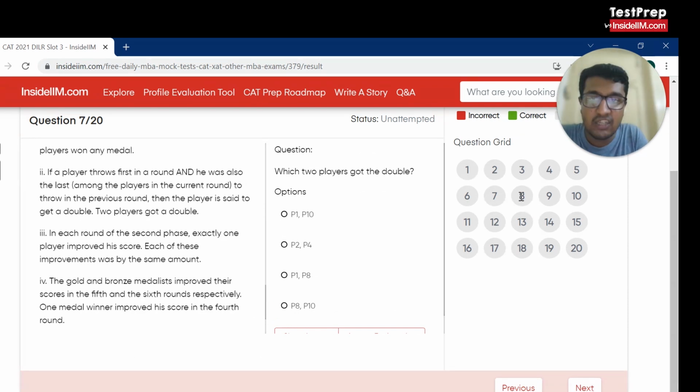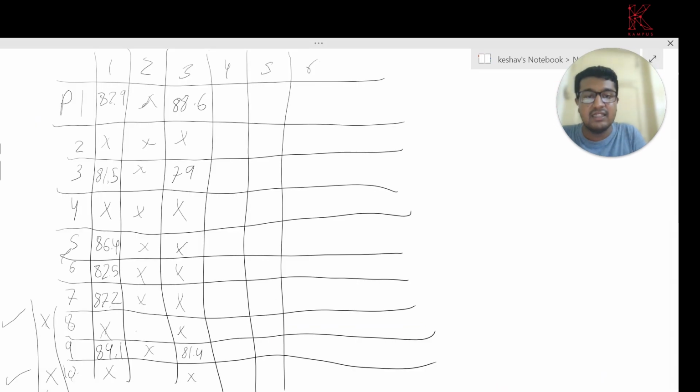Third part: in each round of the second phase, exactly one player improved his score. Each of these improvements was by the same amount. Now combine this information with the second one. If in all these 3 rounds, 4, 5 and 6, only one player could have improved the score, what was the order of throw? The last player threw first, right? And the first player threw last.